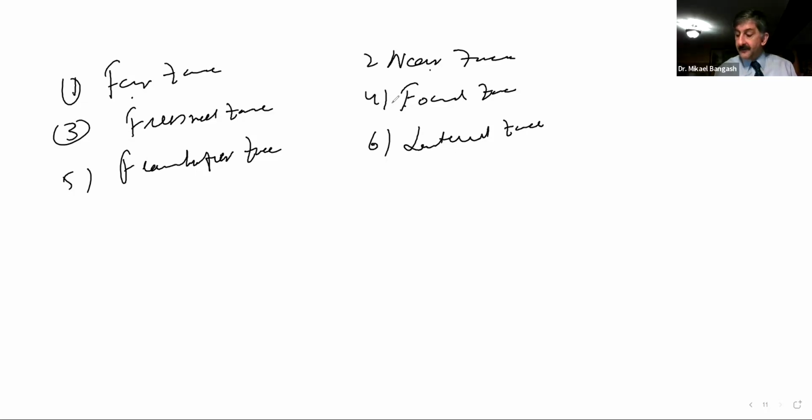Is 4 and 6 the same? No. We haven't heard anything of that. It's called the lateral zone. So that's out.